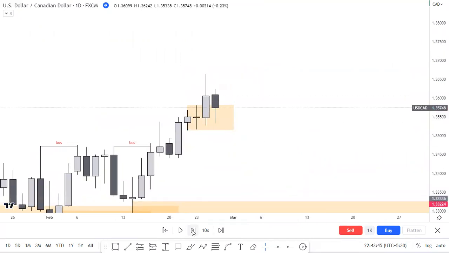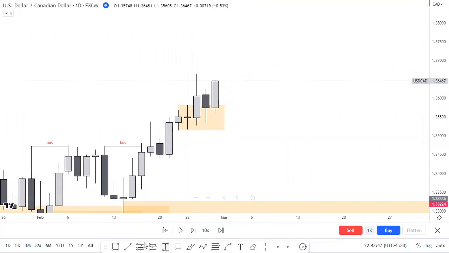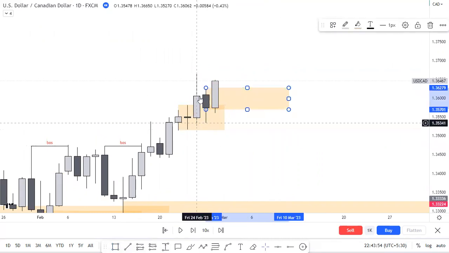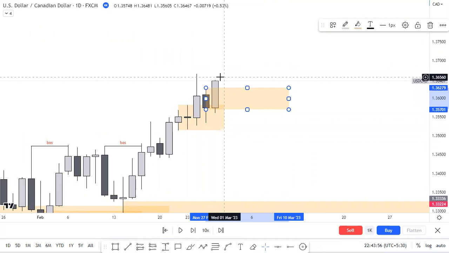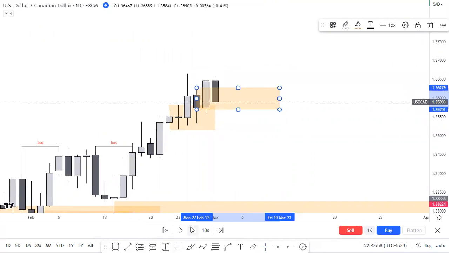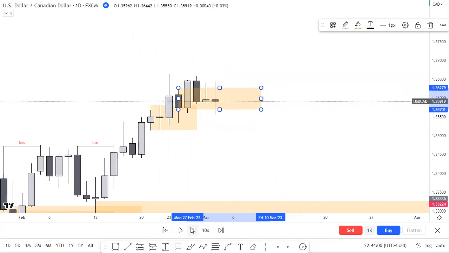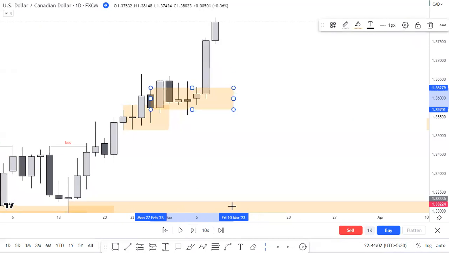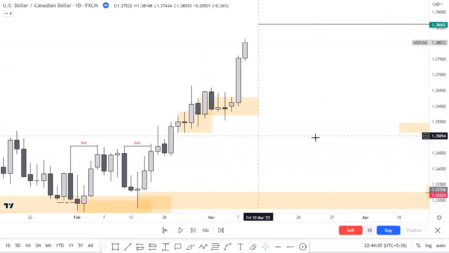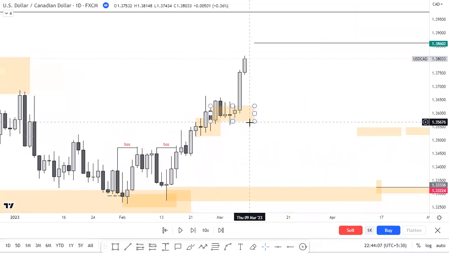Price comes, takes the entry, and again flies. And again look at this. Again a rally base rally demand formation. Rally base rally. Price comes and again, right? Okay. Rally base rally demand area. So it will not work in the future.